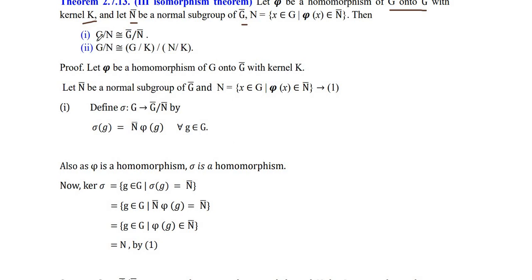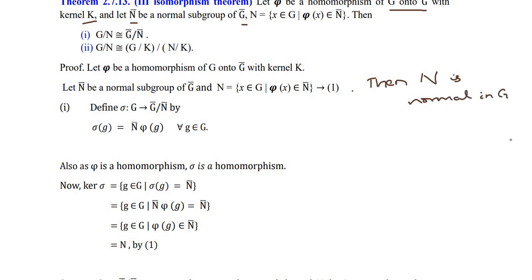Now for the first part, to show that G mod N is isomorphic to G bar mod N bar, we proceed like this. What is given? First we write: let phi be a homomorphism of G onto G bar with kernel K, let N bar be a normal subgroup of G bar and N be this. Then N is normal in G. That should be written.